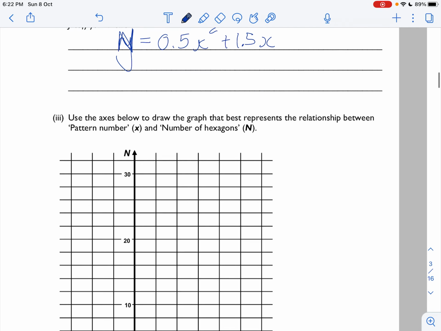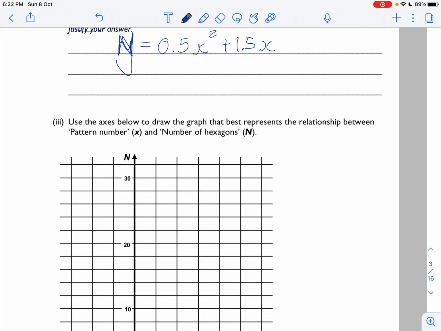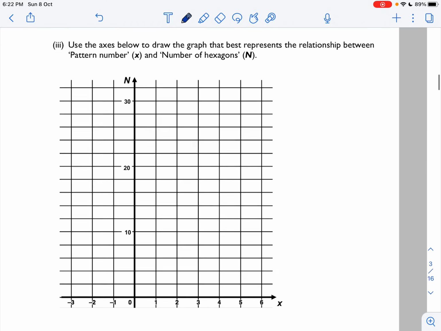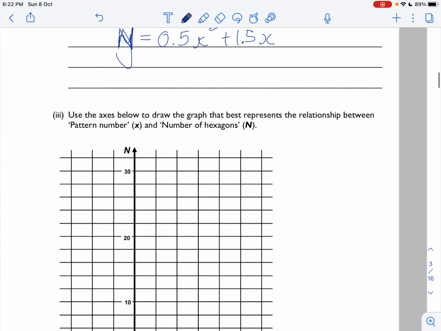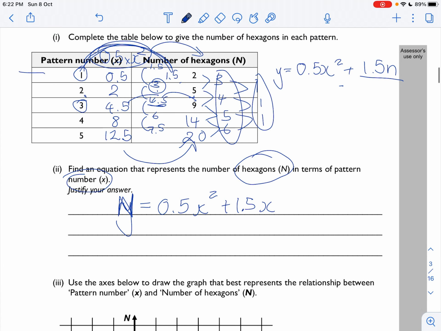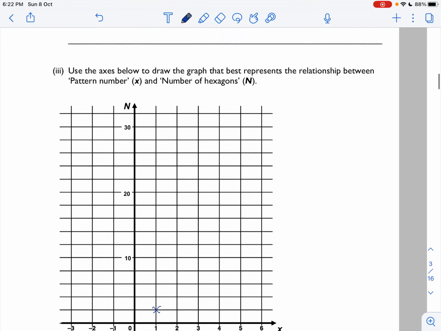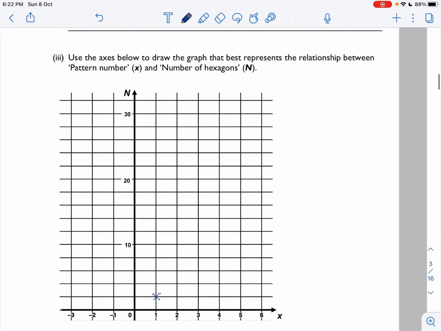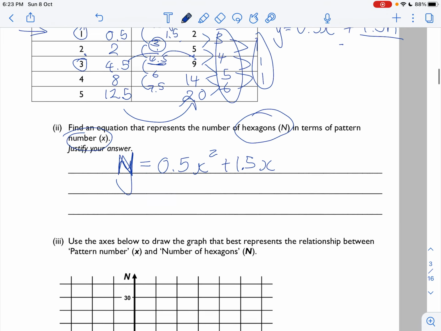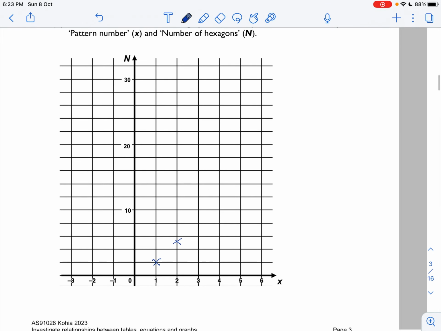Okay, part 3, use the axis to draw the graph that best represents the relationship. So all you're doing is plotting the table. Now, we've got x and n, so our first point here is 1 and 2. Our next point is 2 and 5. Our next point is 3 and 9. And then 4 and 14, and then 5 and 20.